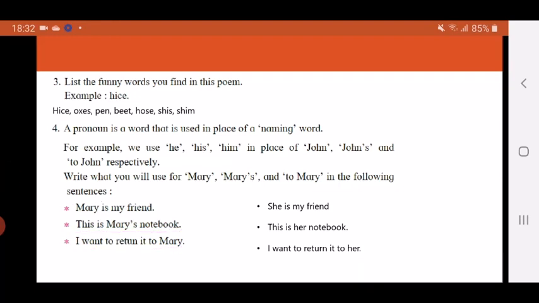So let's start changing it. Mary is my friend. When I change Mary with the pronoun, it will become she is my friend. This is Mary's notebook. Again I am changing Mary over here. So I will write it as this is her notebook. And the last one, I want to return it to Mary. Again I have to change Mary to pronoun. I want to return it to her. So these were on pronouns.